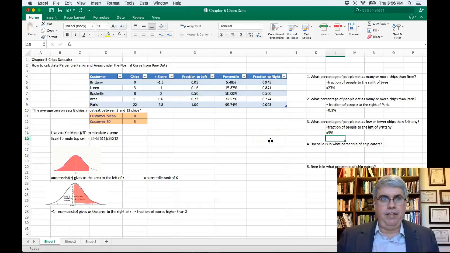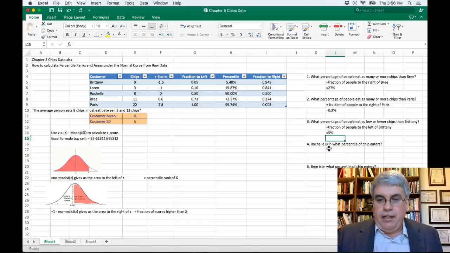Now, what does that mean, since she doesn't eat 0? And you can't really eat a negative number of chips unless maybe you're sick, but we're not going to go there. It basically means that we've got a ceiling effect, and approximately 5% of the people won't eat any chips at all. They'll be like Brittany and eat 0.